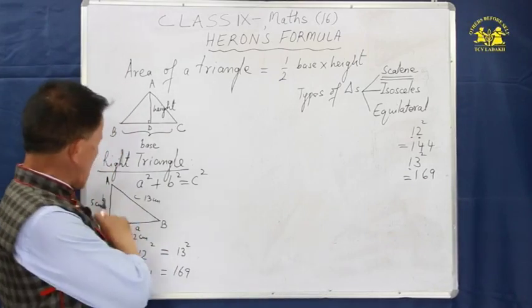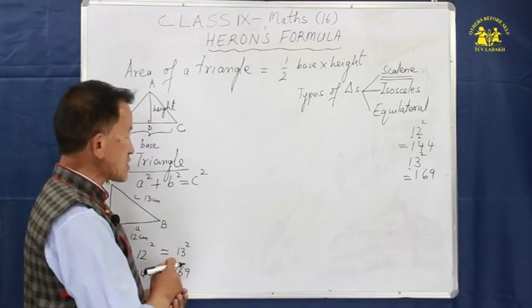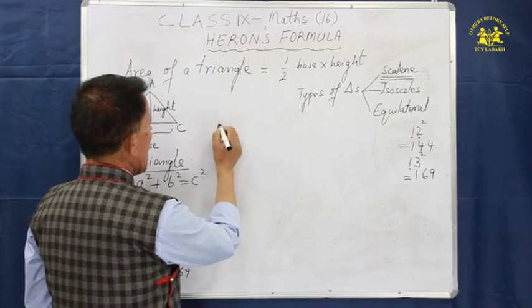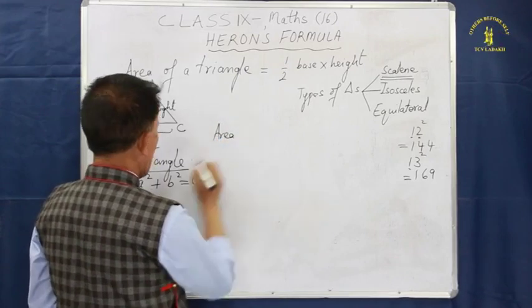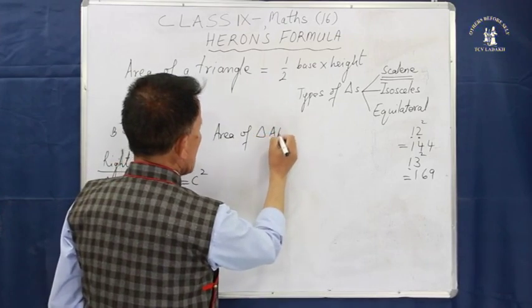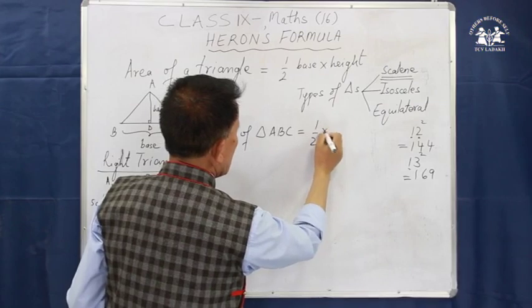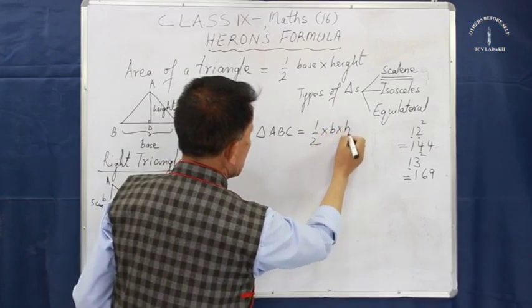So this is a peculiar example of a scalene triangle. Now the area of this triangle: area of triangle ABC is equal to half into base into height.